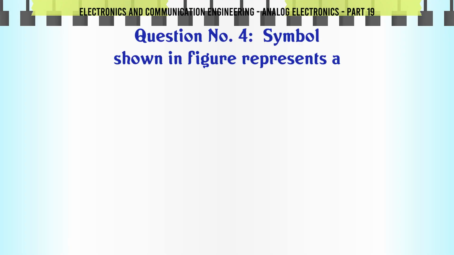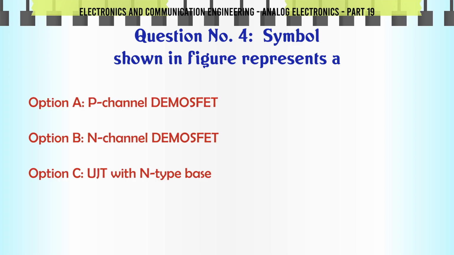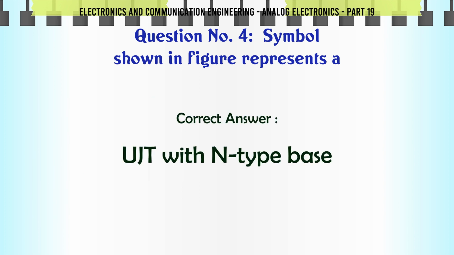The symbol shown in the figure represents: A. P-channel DE MOSFET. B. N-channel DE MOSFET. C. UJT with N-type base. D. UJT with P-type base. The correct answer is UJT with N-type base.